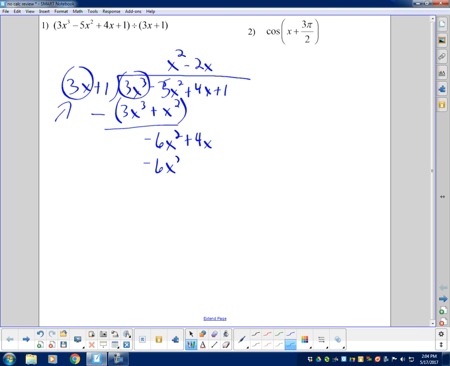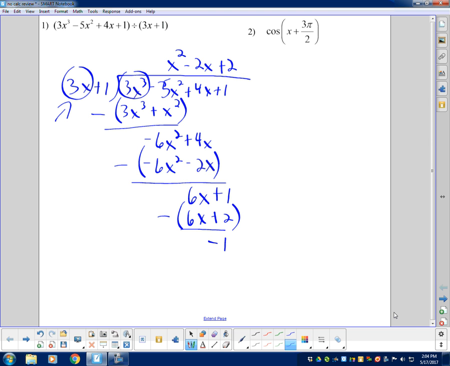Distribute that. It's negative 6x squared minus 2x. Parentheses around it. Subtract. 4x minus a negative 2x is 6x. Bring down the 1. 3x into 6x goes 2 times. That's 6x plus 2. Subtract those. You'll see that 1 minus 2 gives me a remainder of negative 1. So I'm going to write this as minus 1 over the divisor 3x plus 1. So that's x squared minus 2x plus 2 minus 1 over 3x plus 1. 3x plus 1 is not a factor of that polynomial, you can see that because I don't get a remainder of 0.